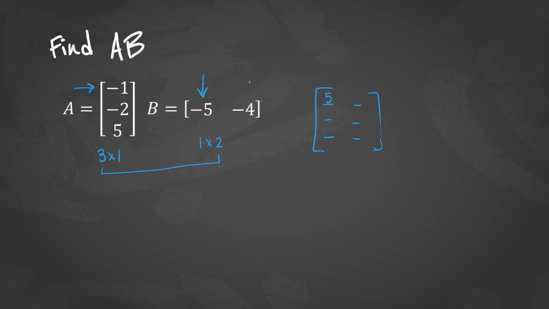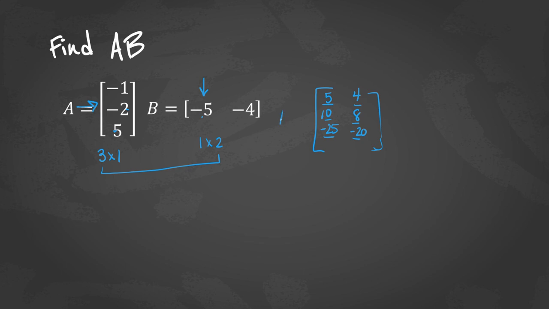And then top row and right column gives me a 4. And then middle row and left column gives me 10. And then middle row and right column gives me 8. And then bottom row and left column gives me negative 25 and negative 20. So that one was pretty easy because we only had one thing to multiply each time.